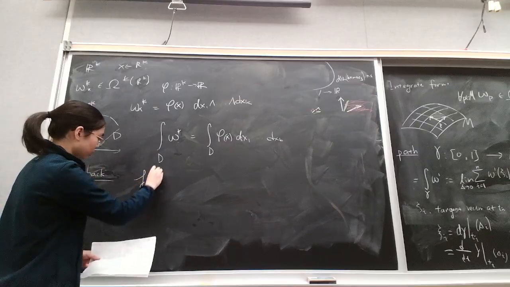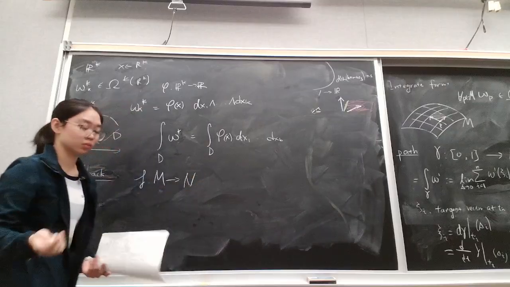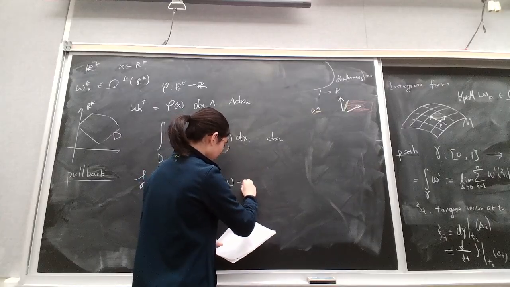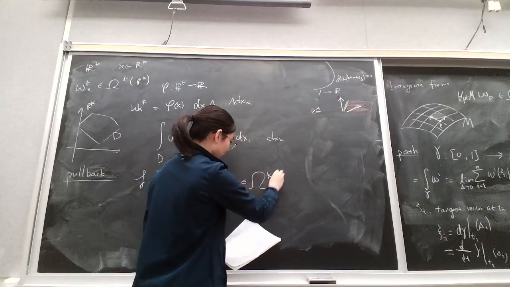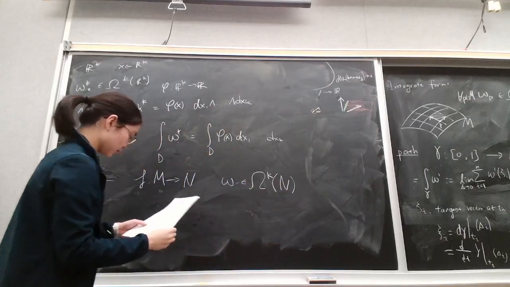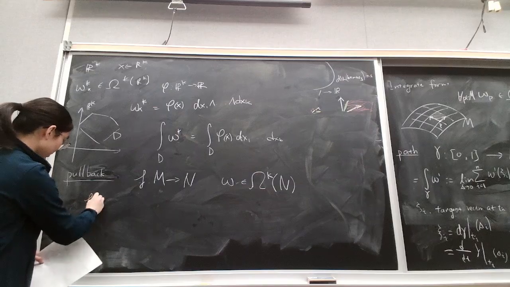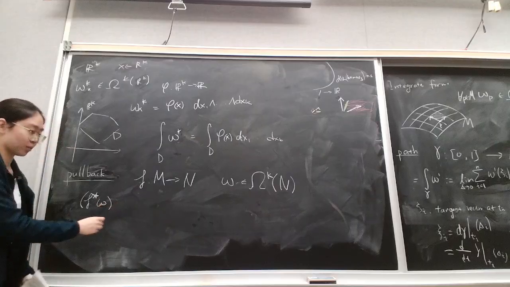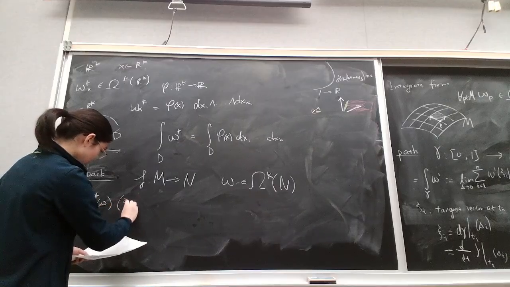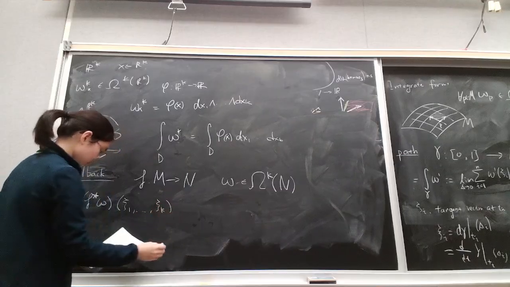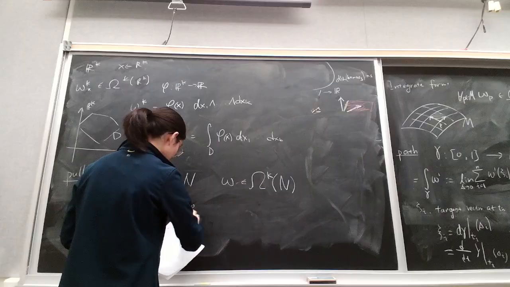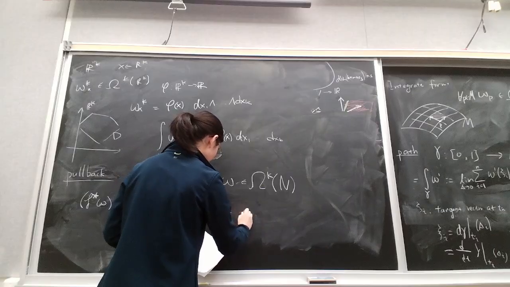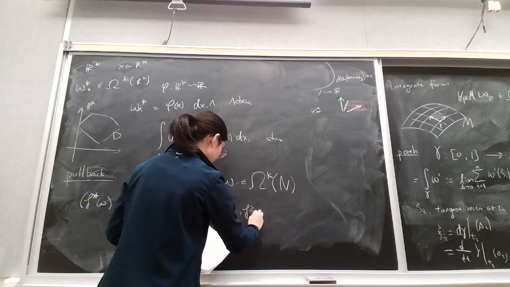Suppose we have a function F from M to N, where M and N are two smooth manifolds, and let's say we have omega, a k-form on N. And we define F star: if we apply F star to omega, it's equal to omega applied to F of psi 1 up to F of psi k.